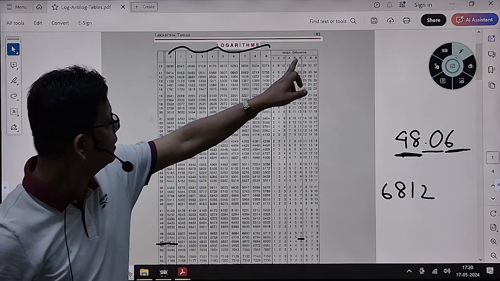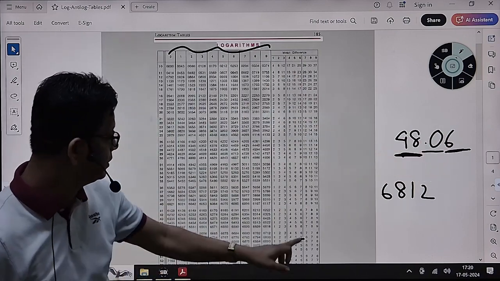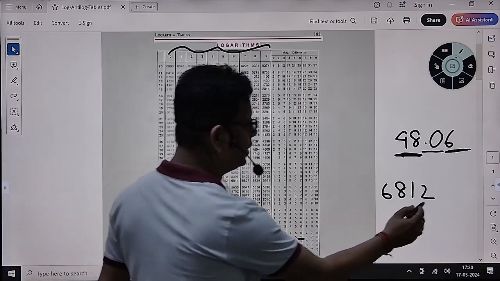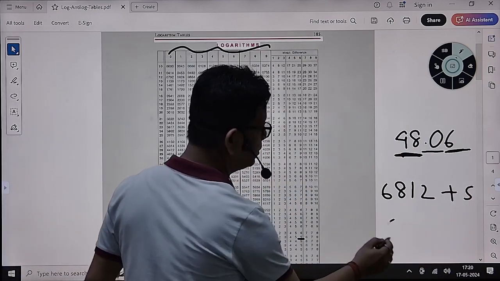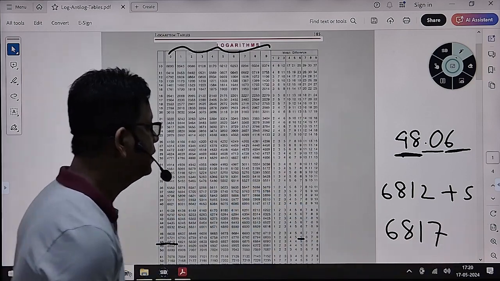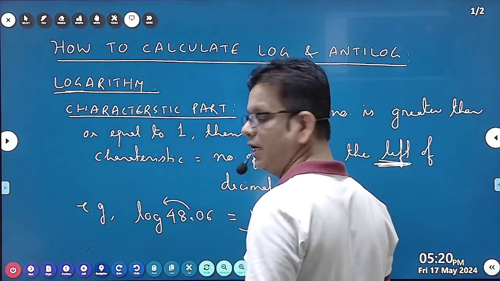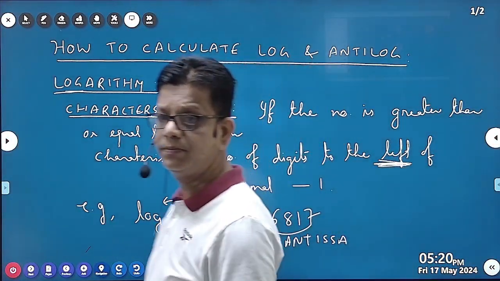Now here in the mean difference 6, the last digit, what is the number? 5. We just have to add it. What is the number? 6817. Simply you go to the log table and you write here 68. Is it okay? Understood now?